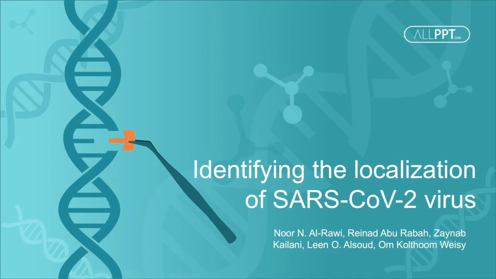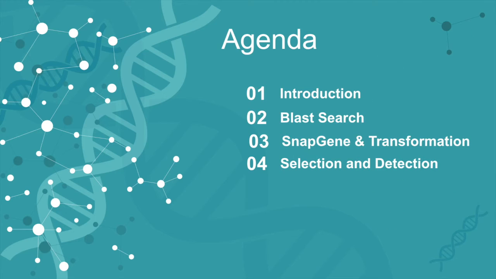In this video, we will be identifying the localization of SARS-CoV-2 virus using its genome and tools such as the BLAST search and SnapGene to insert a gene of interest in a plasmid, then into an animal to identify its localization patterns. The agenda includes a brief introduction about COVID-19 disease and SARS-CoV-2 as the causative agent. Then we will utilize BLAST search and SnapGene to find and insert our gene of interest into a bacterial plasmid. Transformation, selection, and detection will also be covered.